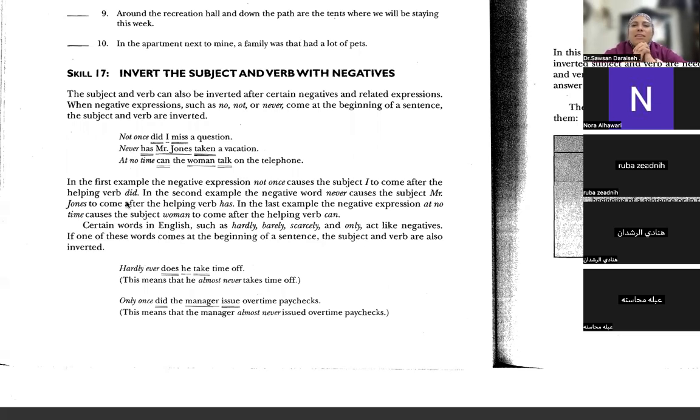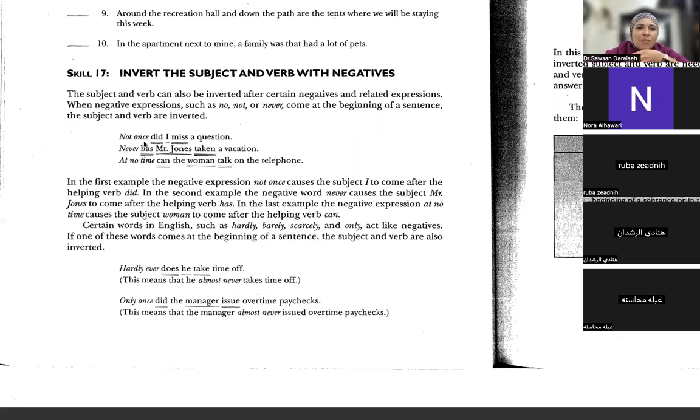Good job. Amazing. This is our goal, to get you to understand that in English, our sentences have subjects and verbs, and the order is subject first, then verb. However, sometimes we might have the verb before the subject. Now, what are the cases? One case is when we form questions. Another case is after place expressions, like here, around the recreation hall and down the path. This is an expression of place. Look, the verb came before. We talked about this yesterday.